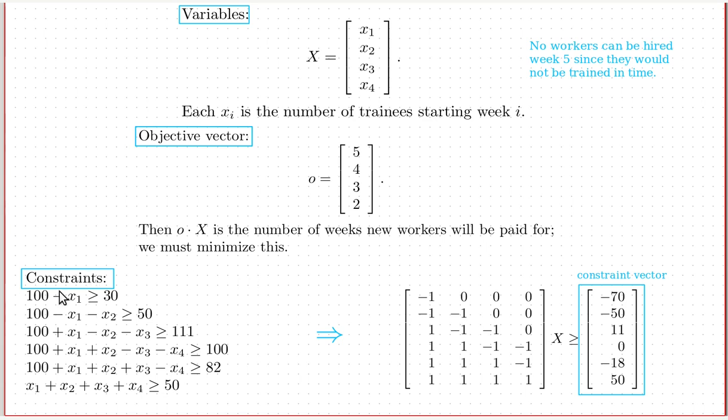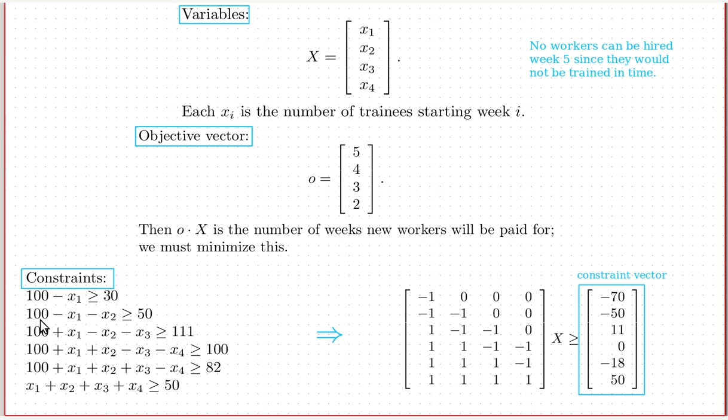Now, how many people will actually be available to work during the first week? Well, we know that we have an existing staff of 100 accountants in the firm. But from that, we have to subtract off the number of new hires during week 1, because each person hired during week 1 requires one experienced accountant to train the new hire. So the number of workers available will be the 100 experienced accountants minus the number of those accountants who are going to be busy training new accountants. So this number of available accountants has to be at least 30.